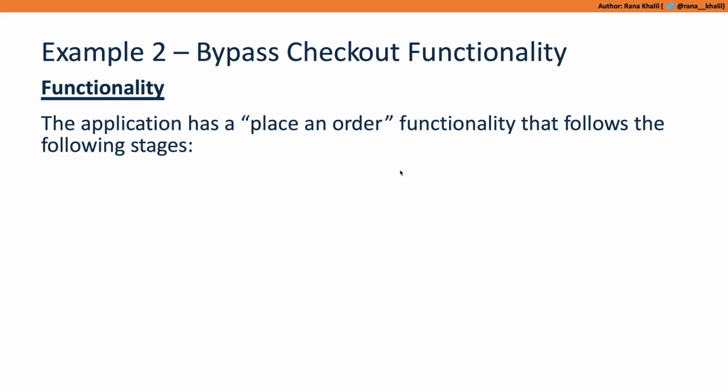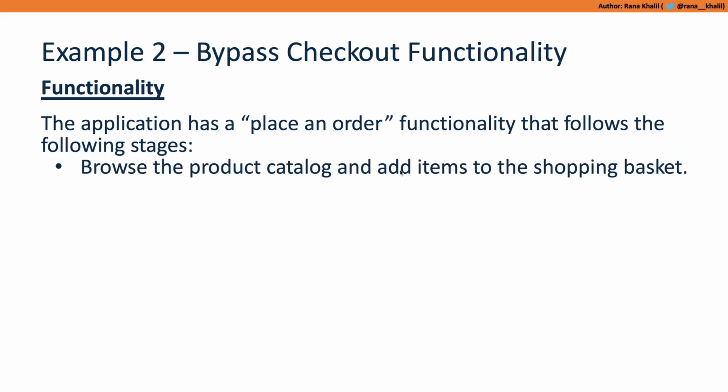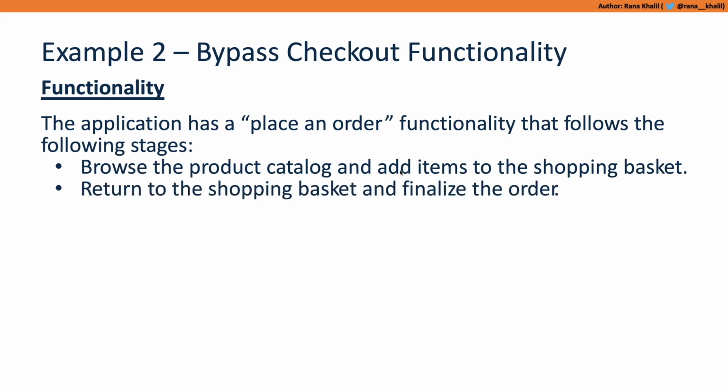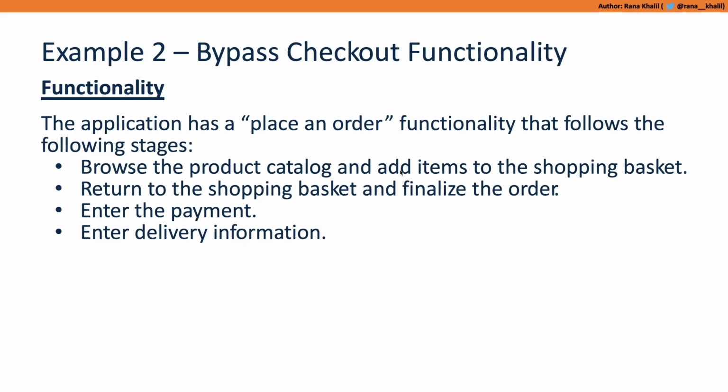In this example, we've got an e-commerce application that allows you to buy items online. In order to buy an item, you have to follow the following steps. So the first one is to browse the product catalog and add the items that you want to your shopping basket or your shopping cart. When you're done with shopping, return to the shopping basket and finalize your order. And then enter your payment information. And then the last thing you need to do is enter the delivery information.